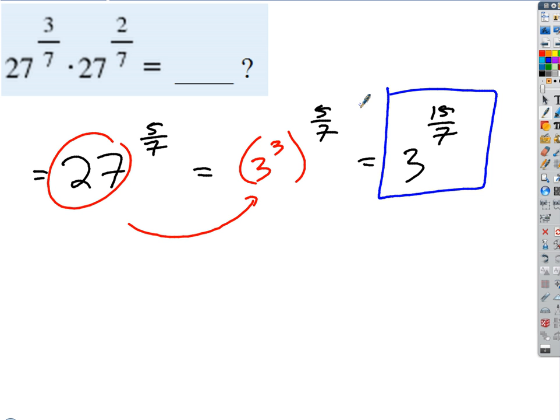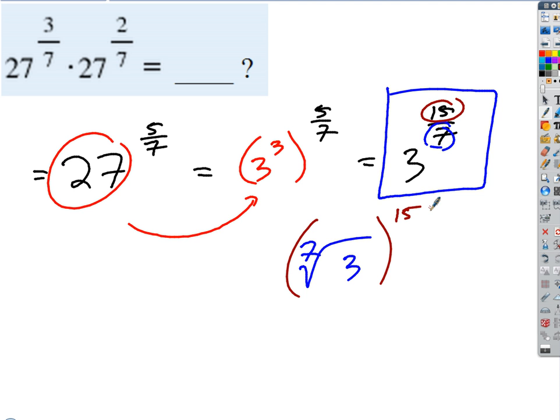So if we wrote that as a radical, this is the index of the radical, isn't it? The 7. So we'd write this as the 7th root of 3. What do we do with the numerator? Put it above the 3. Yeah, it's the power of the whole thing, right? Isn't that better, just to write it like that?